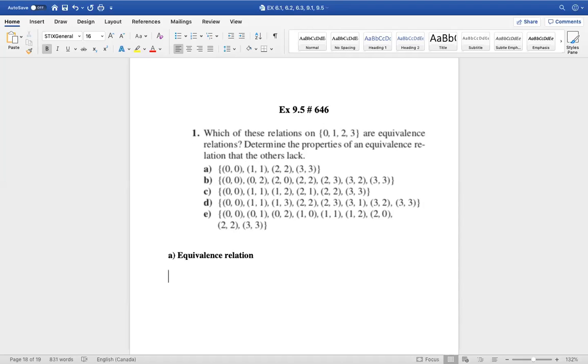Okay, let's take part number C. So part number C, we have (0,0), (1,1). We have (1,2), but we also have (2,1). We have (2,2), and (3,3), right? So here we also have an equivalence relation.